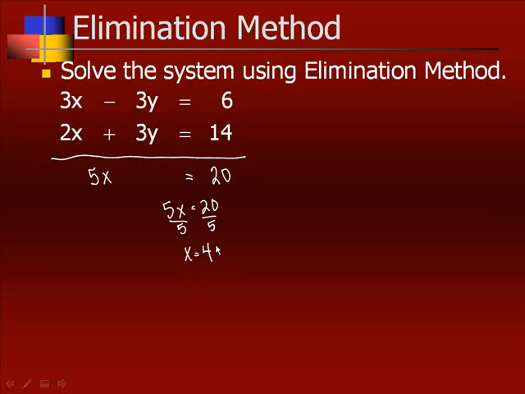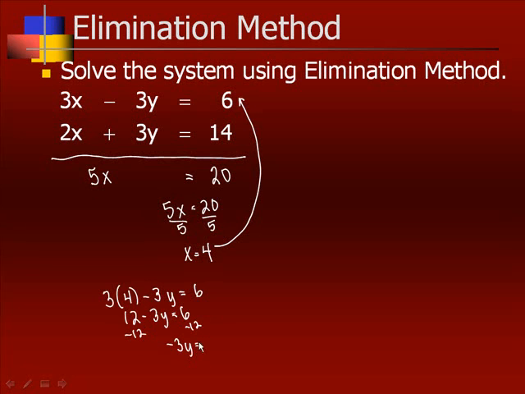If x is 4, go back into either original. I'll just go back to the first one. 3 times 4 minus 3y equals 6. 12 minus 3y equals 6. Minus 12, minus 12, so we get negative 3y equals negative 6. So y is 2. So it looks like our solution in ordered pair form is x is 4, y is 2.